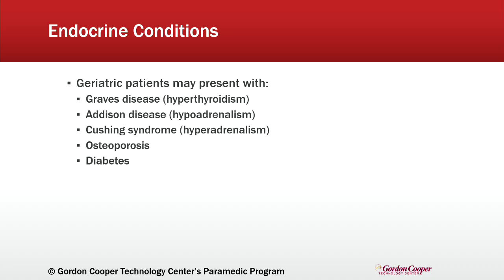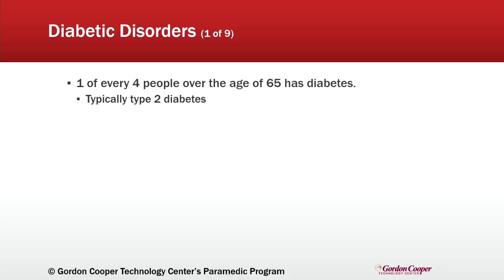All right, so let's look at some endocrine emergencies. When we're dealing with endocrine emergencies, geriatric patients may present with diseases such as Graves' disease, which is hyperthyroidism, Addison disease, which is hypoadrenalism, Cushing's syndrome, which is hyperadrenalism, or maybe even osteoporosis or diabetes. These can all be endocrine connected or endocrine related issues.